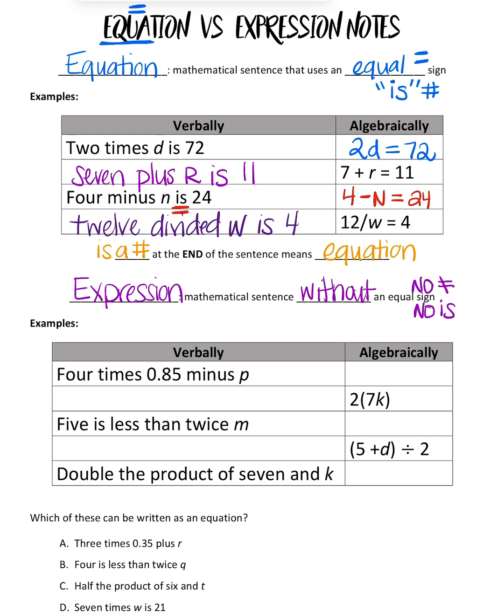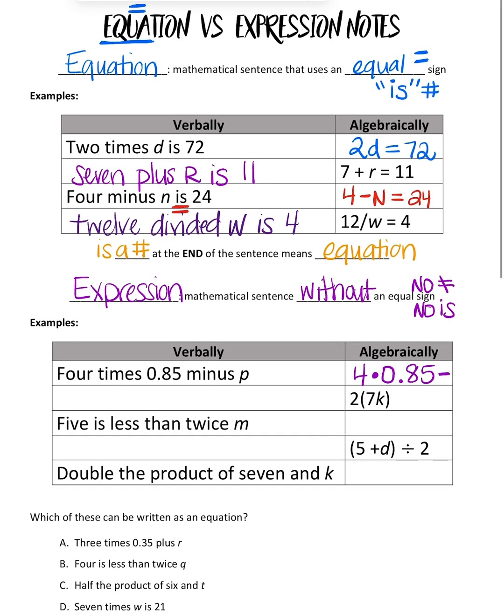So we have verbally 4 times 0.85 minus p. You'll notice you do not see a single "is" in that statement, which means we don't have an equal sign in this problem, meaning it is going to be an expression. So what does that look like? 4 times, I'm going to use a dot for times, 0.85 minus the letter P. You'll notice that nowhere inside of that is there an equal sign. So that makes it an expression.